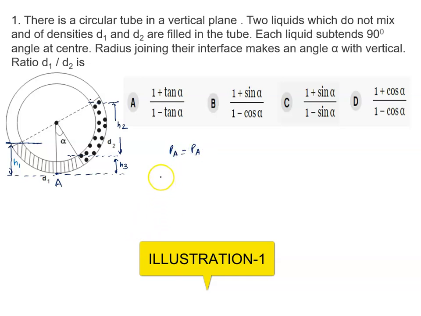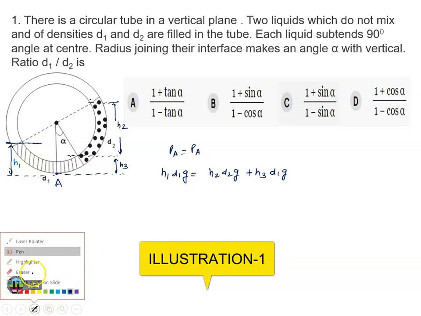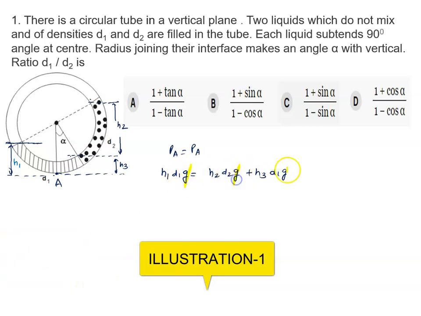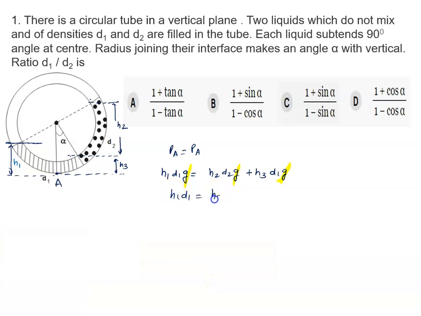From the left side we apply the formula h rho g, so it is h1, density d1, into gravity g. On the right side it is h2 plus h3. h2 has a different density, so we write h2 d2 g plus h3 d1 g. We can easily cancel the g by taking it common. We get h1 d1 equals h2 d2 plus h3 d1. Now we have to calculate d1 by d2. So d1 by d2 is h2 upon h1 minus h3.